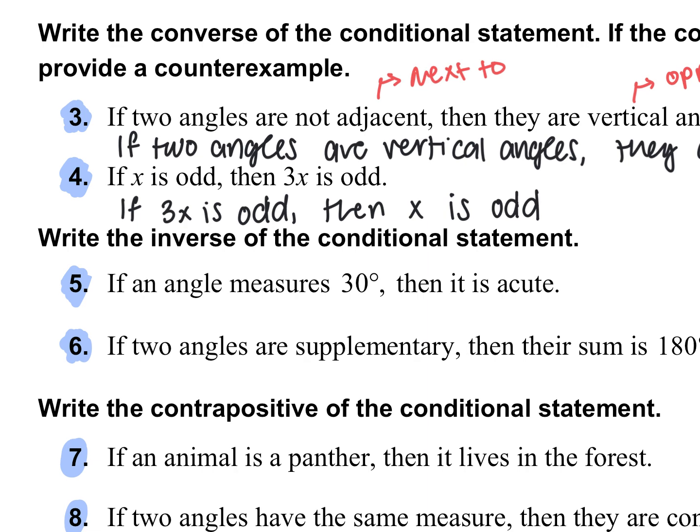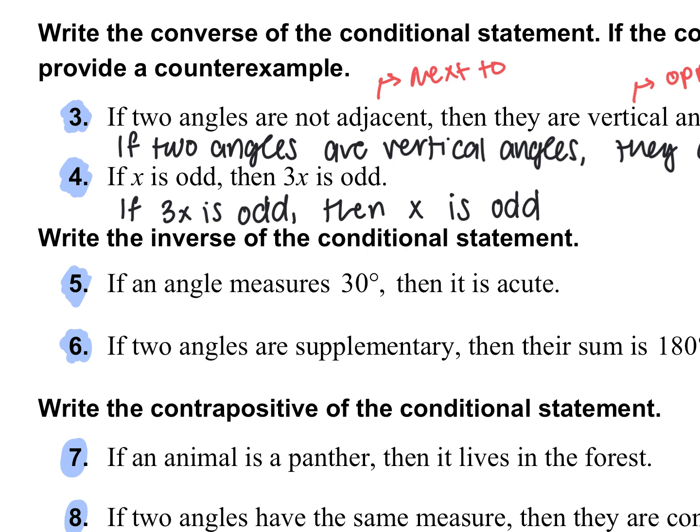All right, write the inverse of the conditional statements. How would I write number 5 as the inverse? Think of inverse. How would I write this as an inverse? Say it again. If an angle does not measure 30 degrees, not.